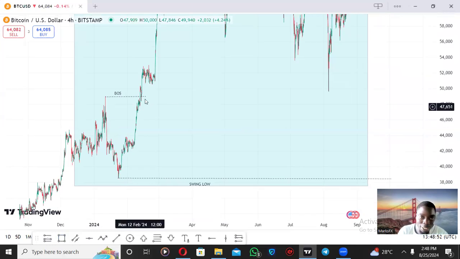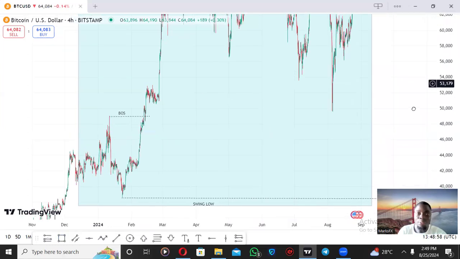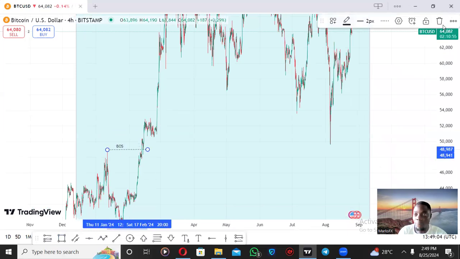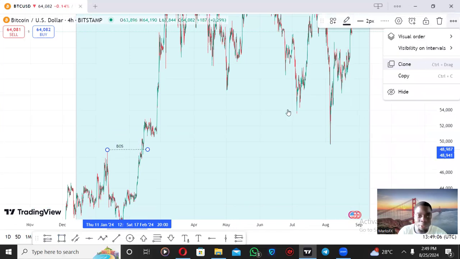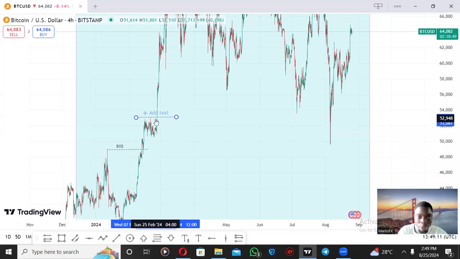I hope you see that price pushed up again and what? Retraced, right? Before pushing up again. This is also a break of structure. All right, so now we are not operating between this. We have another break of structure here. Boom. Okay, this is another break of structure.